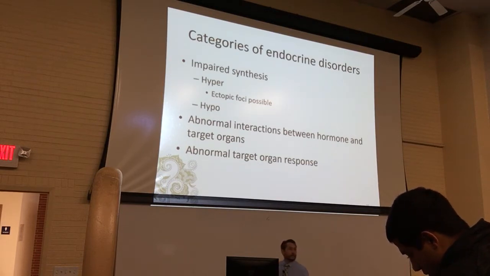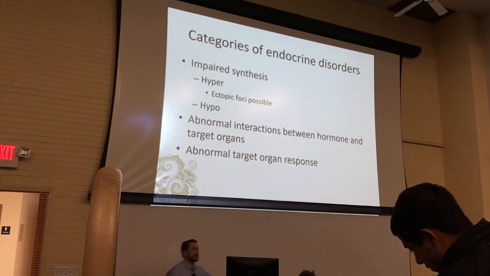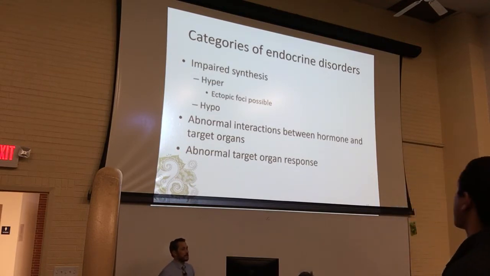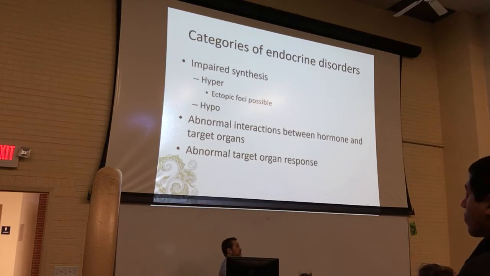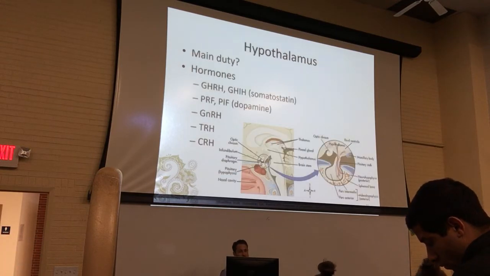You could have abnormal interactions happening between the hormone and the target organ, or you could have an abnormal target organ response. It doesn't work correctly. The hormone that's made is non-functional, for example. So it makes hormone, but it doesn't affect the target tissue. That could happen too. So just different broad categories as we move into this.